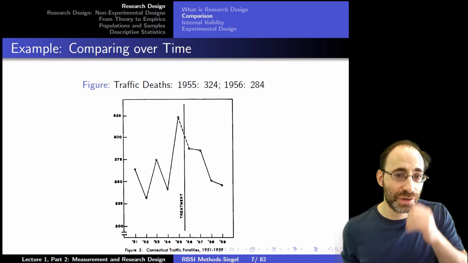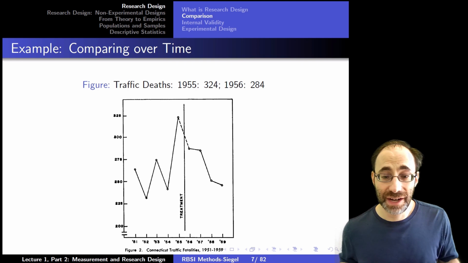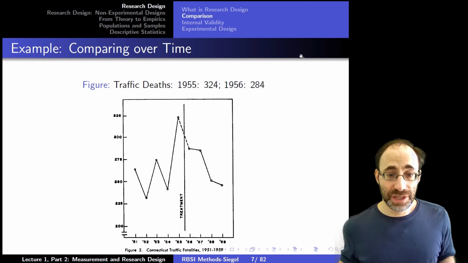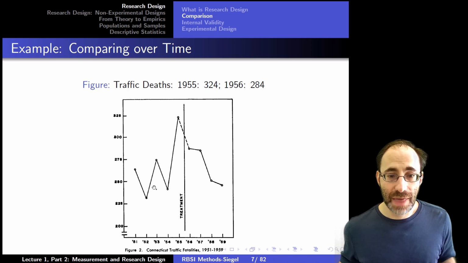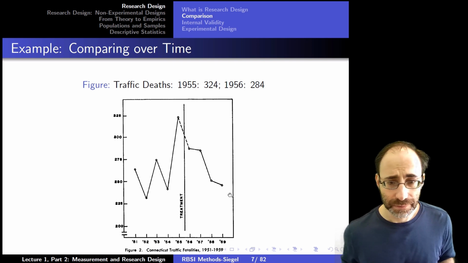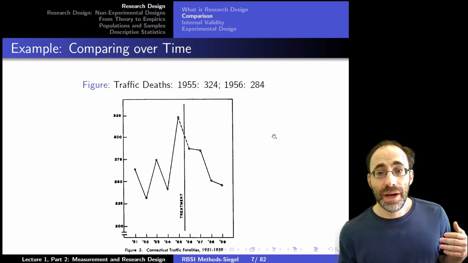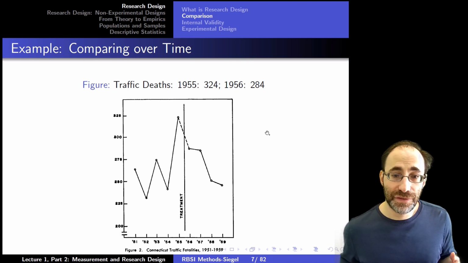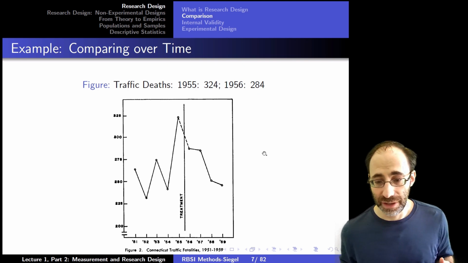Okay, so let's look at some examples first. This is a comparison across time of traffic fatalities in Connecticut in the 50s. So we see it bounces around, obviously, because there's randomness involved in traffic fatalities. And then it spikes right around here, and then there's a treatment right around here, and then it drops precipitously and goes down a whole bunch after that treatment. But notice it starts dropping potentially before or potentially after the treatment, we're not sure. And we see before the treatment 324 deaths, after the treatment 284, and it keeps going down afterward.